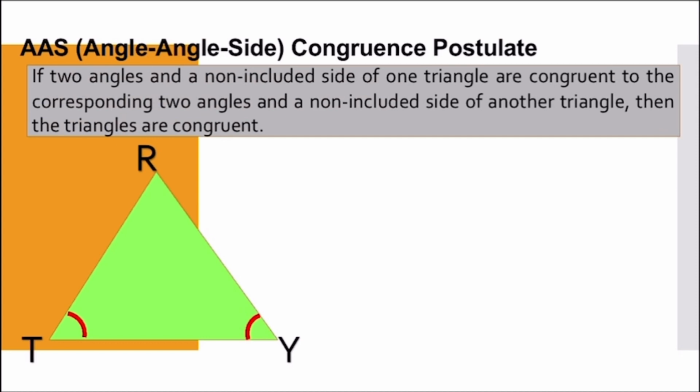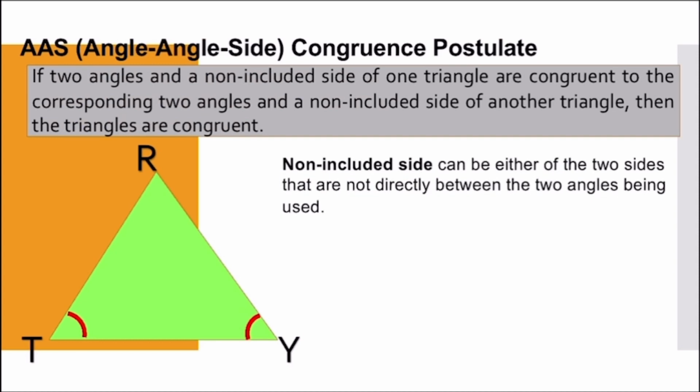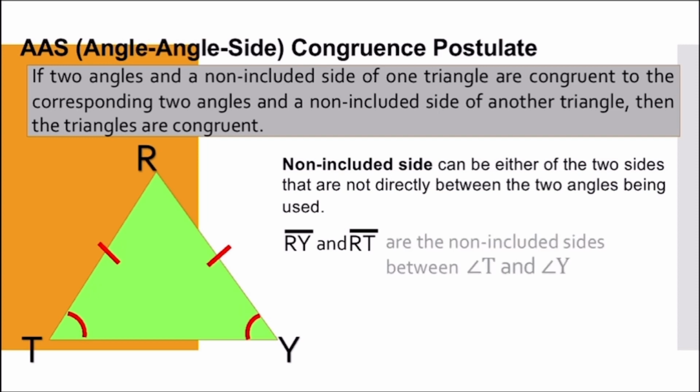We can see the triangle TRY on the slide. Non-included side can be either of the two sides that are not directly between the two angles being used. Line segment RY and line segment RT are the non-included sides between angle T and angle Y.